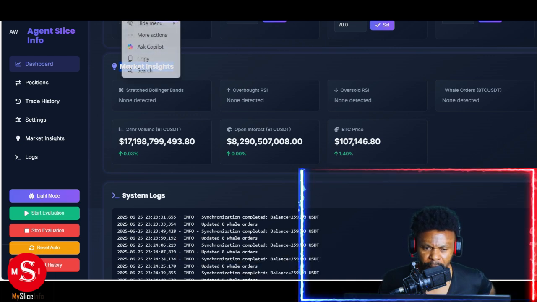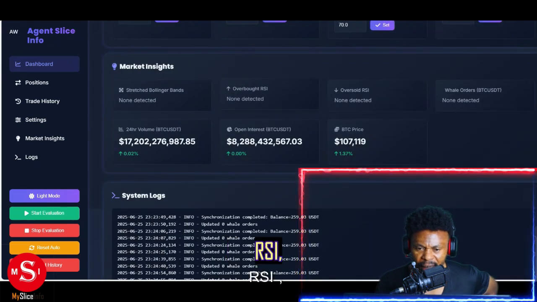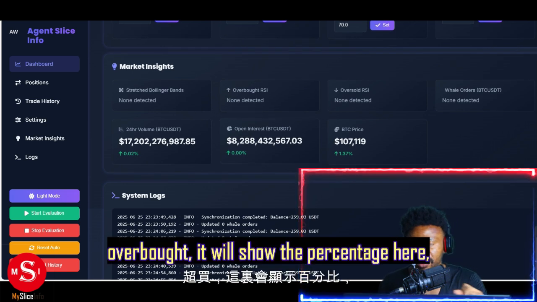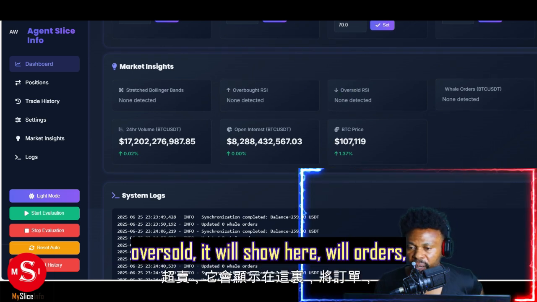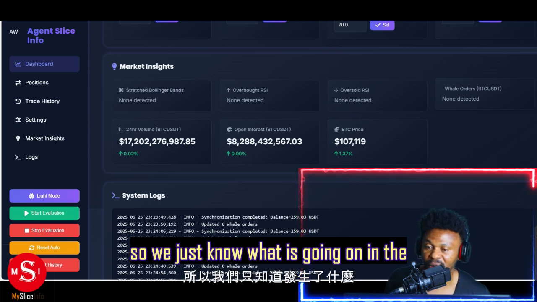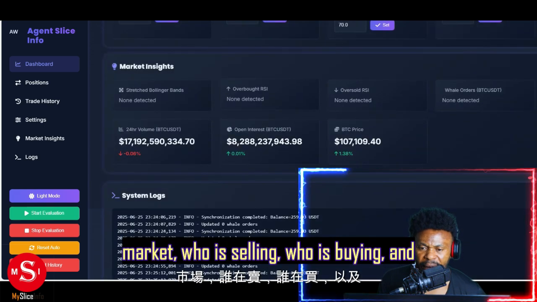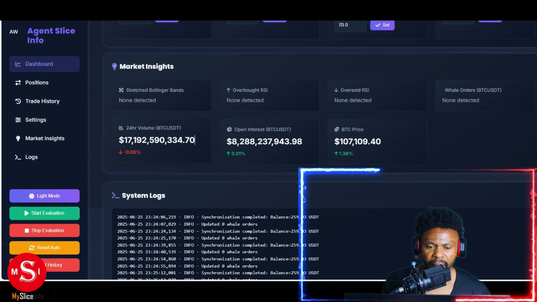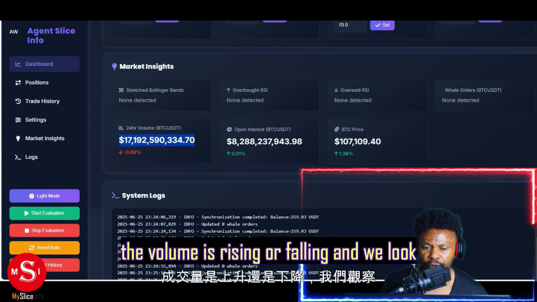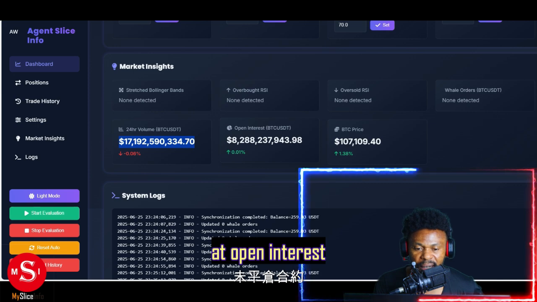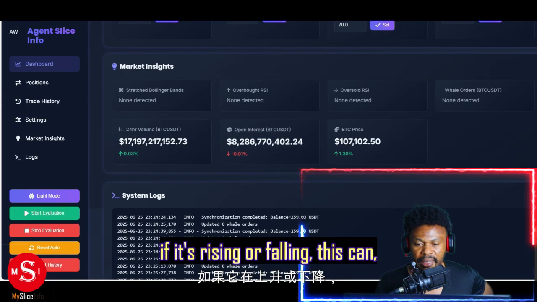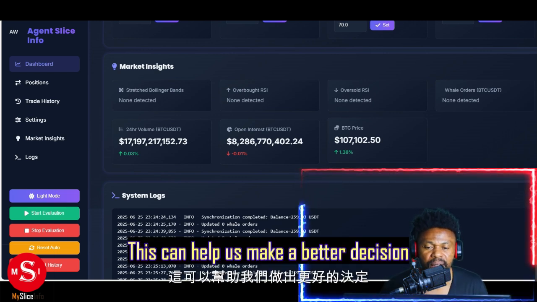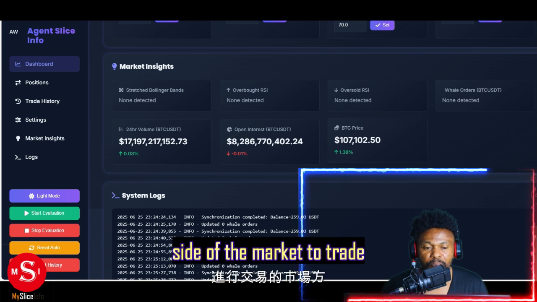We have stretch Bollinger bands, overbought RSI. If there's a pair that has been overbought, it would show the percentage here. Oversold, it will show here. Whale orders, so we just know what is going on in the market, who is selling, who is buying, and how much power. Also, we look at 24-hour BTC volume, if the volume is rising or falling, and we look at open interest over here, if it's rising or falling, and of course the BTC price here. This can help us make a better decision about which side of the market to trade.